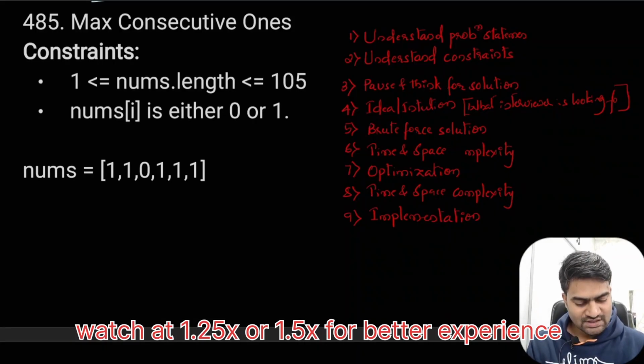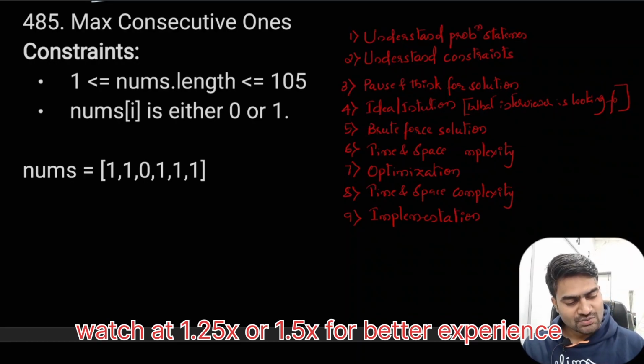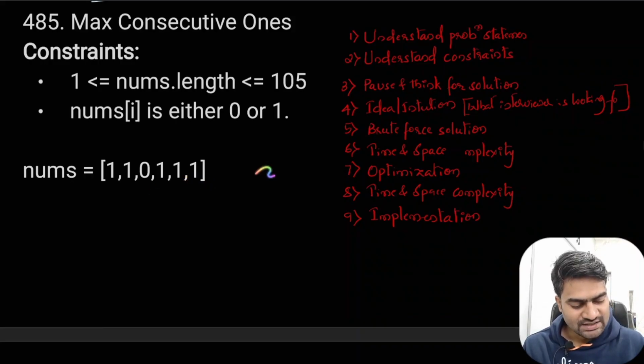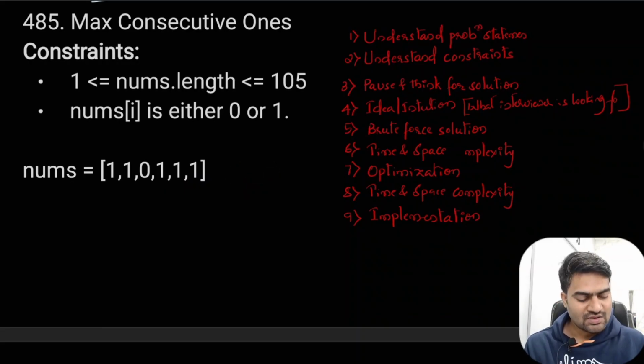We are given a nums array which contains only binary digits, either 0 or 1. In this one, what we need to do is find the consecutive ones. For example, here we have 2 consecutive ones and here we have 3 consecutive ones. Out of these, what is the maximum length available in this particular array? That is 3, right? So we have to find such maximum consecutive ones in the given binary array. So this is our problem statement.